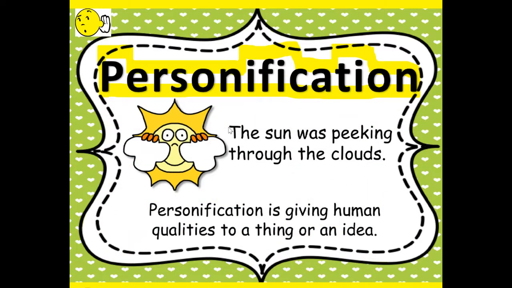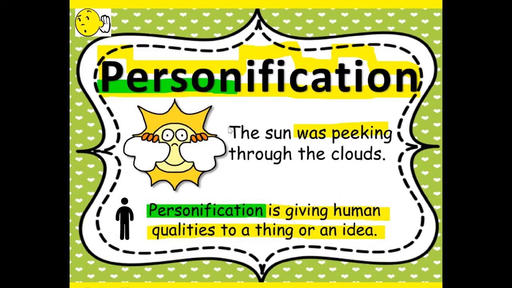Personification, another type of figurative language. It has the word person in it because a person is a human. And personification is giving human qualities to a thing or idea. So the sun, sorry, I don't know why it's out of order. The sun was peeking through the clouds. The sun was acting like a person or a human. Personification.